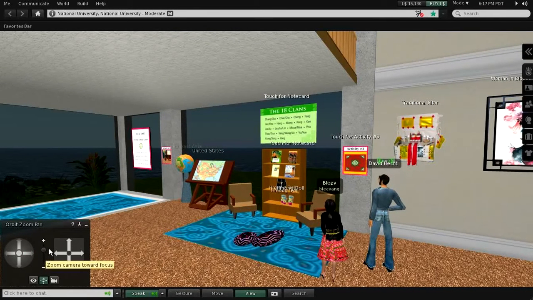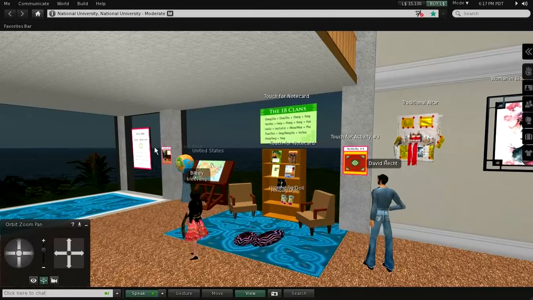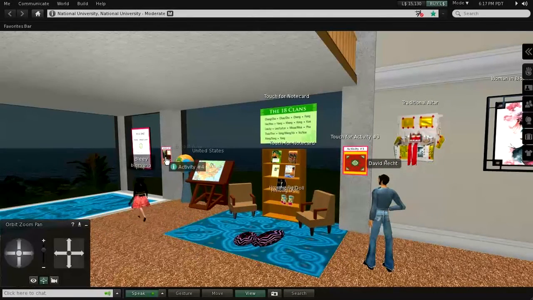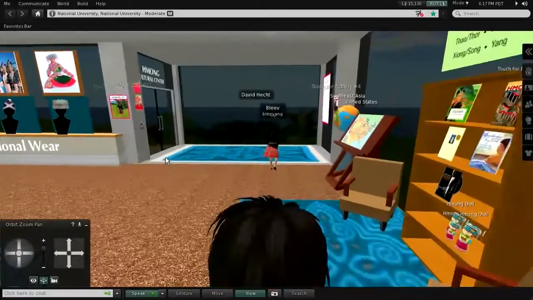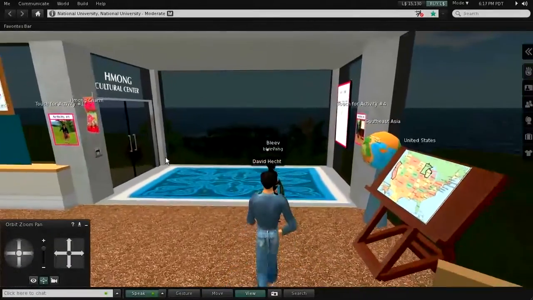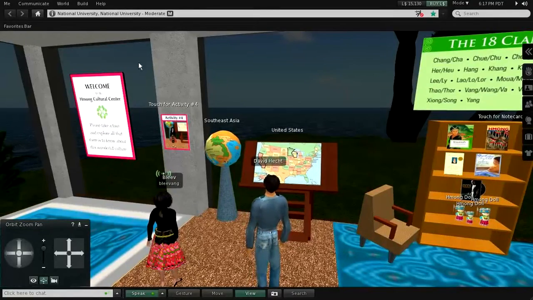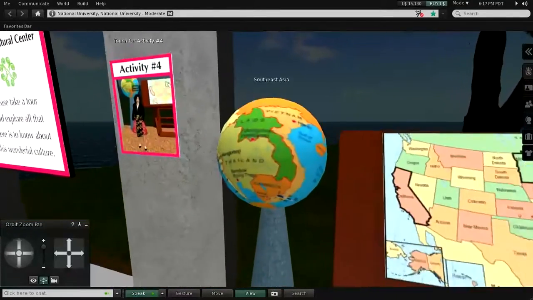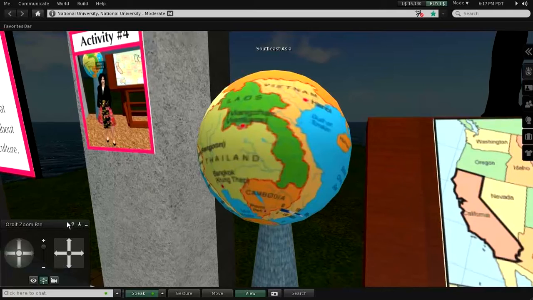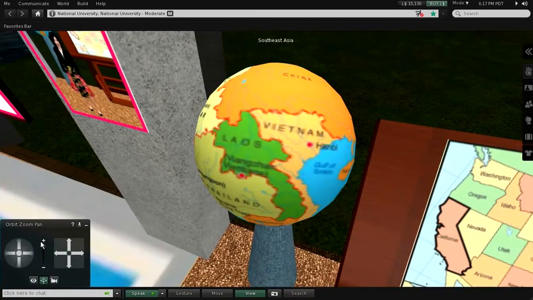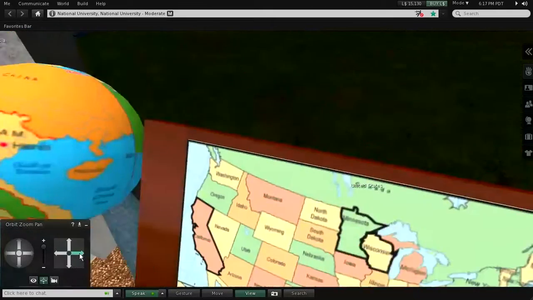Okay, activity number 4. All right, move on to number 4. Number 4 is about geography and culture. This globe will show students where in Southeast Asia Hmong people reside, which is Thailand, Laos, and Vietnam. And in the U.S., the majority of the Hmong population is in California, Wisconsin, and Minnesota.